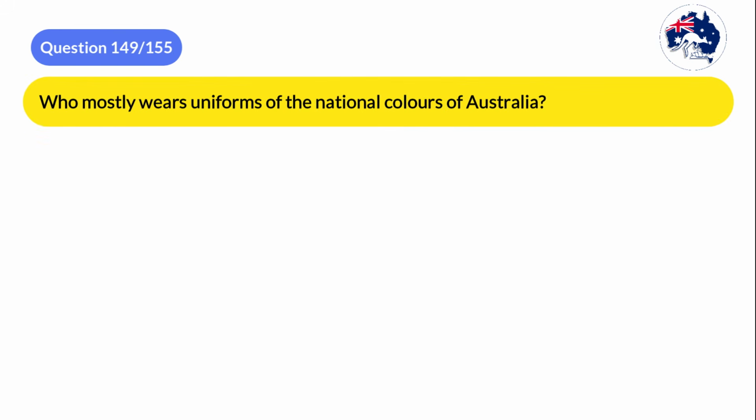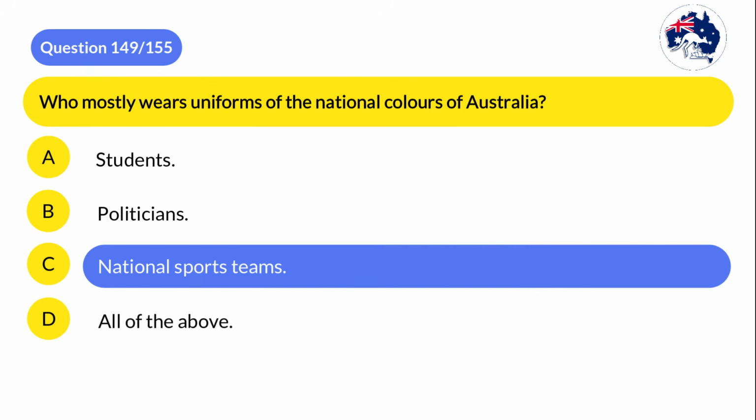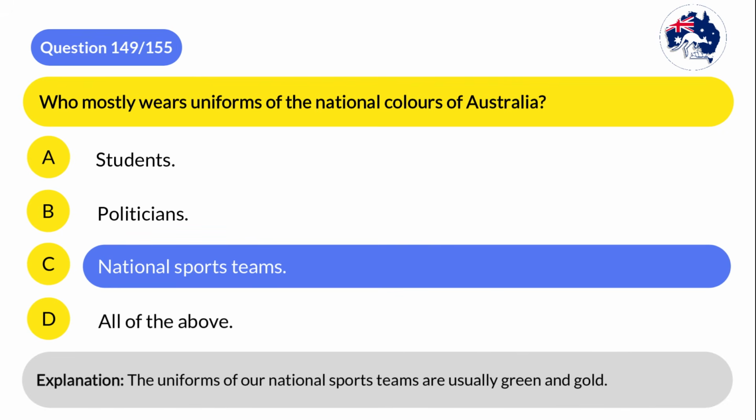Question 149. Who mostly wears uniforms of the national colors of Australia? A. Students. B. Politicians. C. National sports teams. D. All of the above. The correct answer is C. National sports teams. Explanation: the uniforms of our national sports teams are usually green and gold.